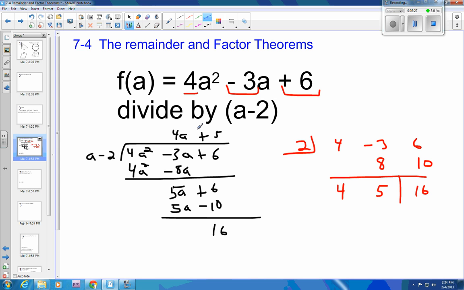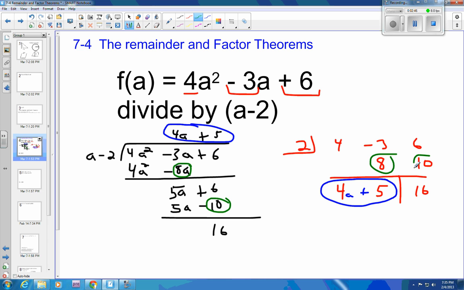And just to tie this together, we've got our 4a plus 5, and here is our 4a plus our 5. And we have an 8 here and our 10 here, and that's our 8 and that's our 10. And the last part is we've got a remainder of 16, and there's a remainder of 16. You can see how the 2 tie together really nicely.